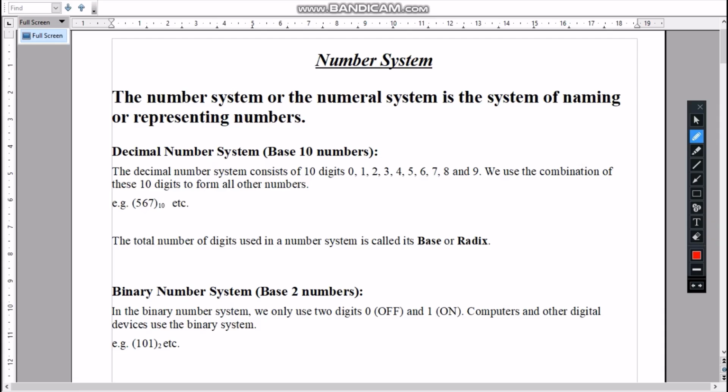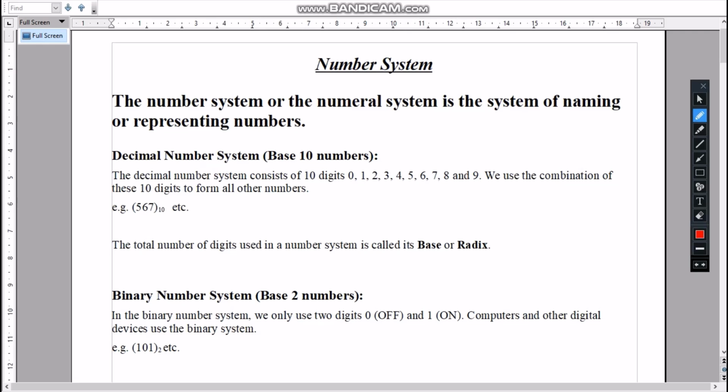Hello students, today we are going to discuss number systems. The number system or the numeral system is the system of naming or representing numbers. There are several types, but here we are going to discuss some of them.